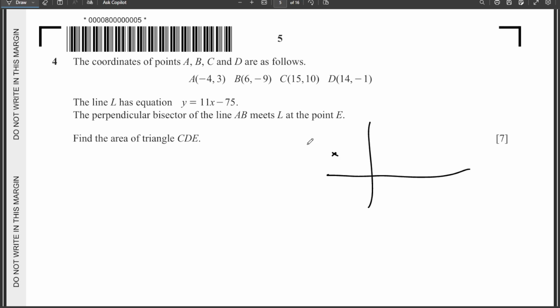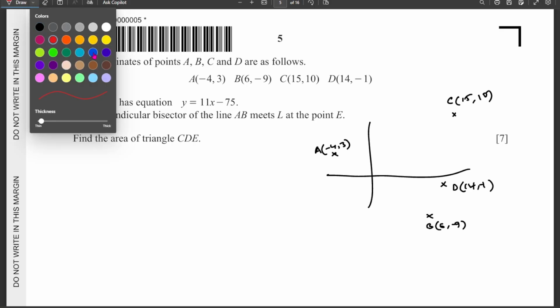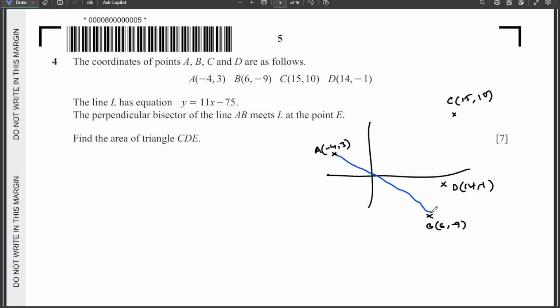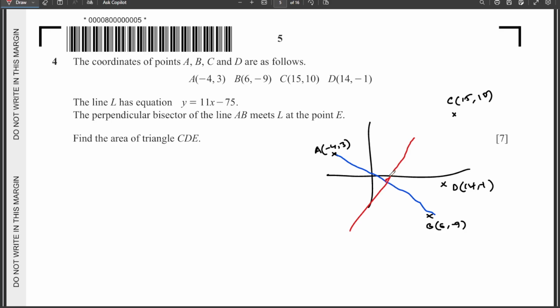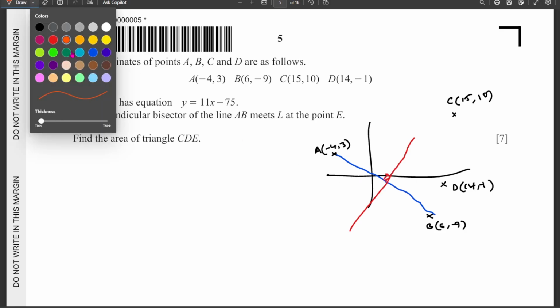A, let's say, is somewhere here: (-4, 3). B is (6, -9), so somewhere here. C is (15, 10), so all the way up here. Again, your sketch doesn't have to be accurate, just somewhat accurate. This is roughly the sketch. Now we know the perpendicular bisector of line AB, so I'll sketch line AB out. Maybe this is line AB, and the perpendicular bisector is from the middle at a right angle.